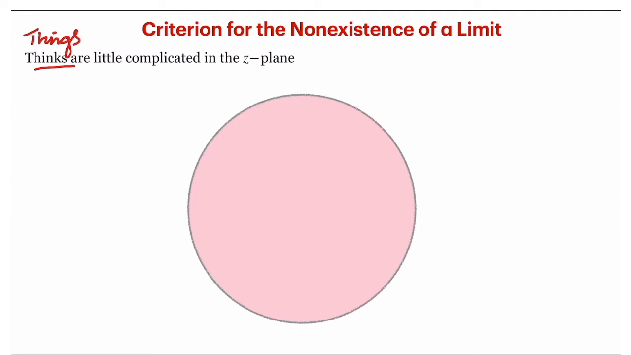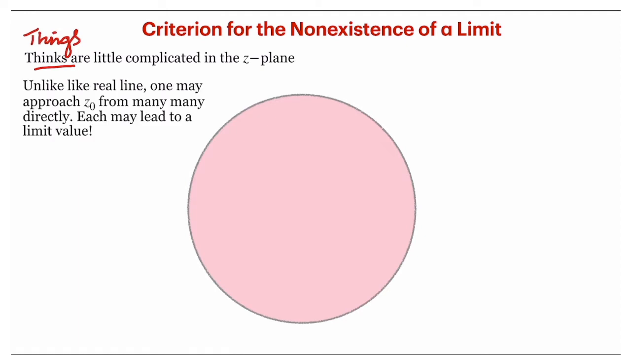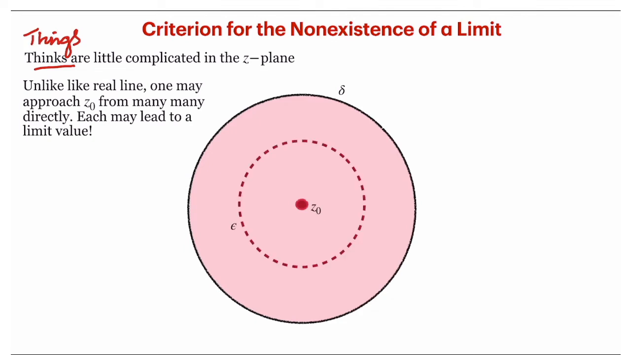In the case of a complex plane, it is a two-dimensional object, so your approach to the z0 could be from any direction. So this may lead to several values of the limit. Say, let's say we have a z0 with the delta given here. Of course, there could be an epsilon which is bigger than this or smaller than this. In this, we are not looking at the epsilon, we are only in the domain.